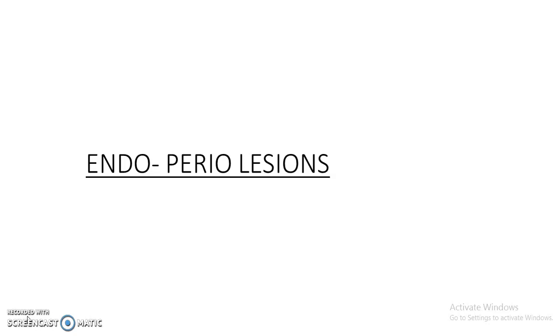And the diagnostic criteria. How will you diagnose an endo-perio lesion? By the vitality test, radiographic evaluation, pain and abscess formation, mobility, percussion and palpation. On the vitality test, a non-vital tooth may indicate primary pulpal involvement, and a vital tooth indicates primary periodontal involvement.